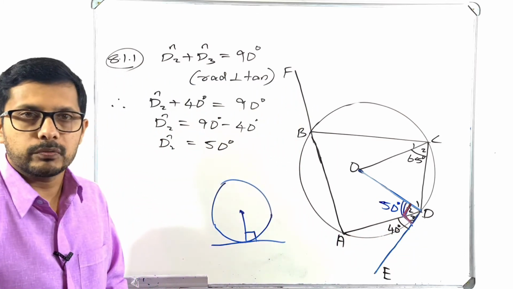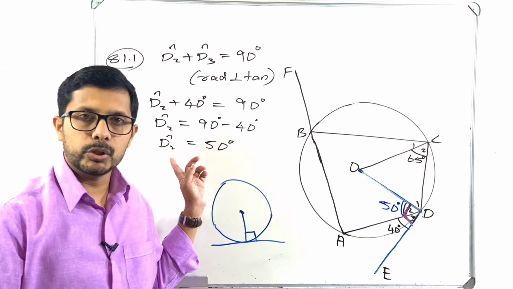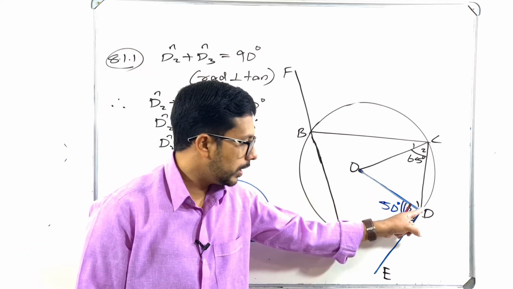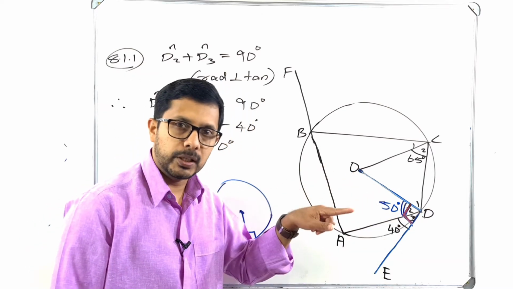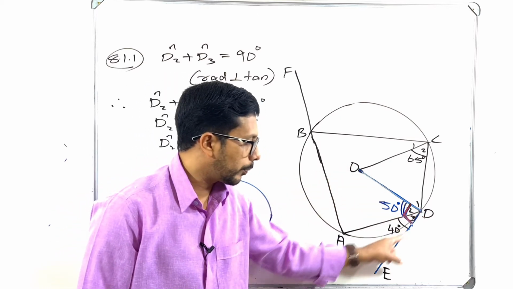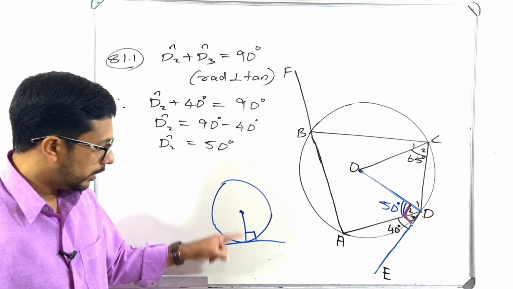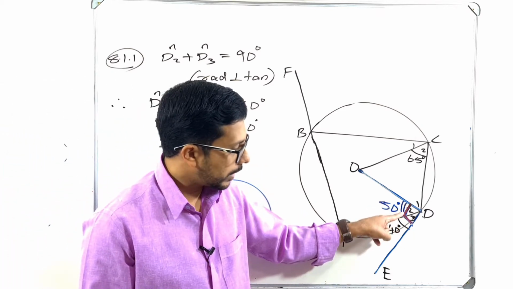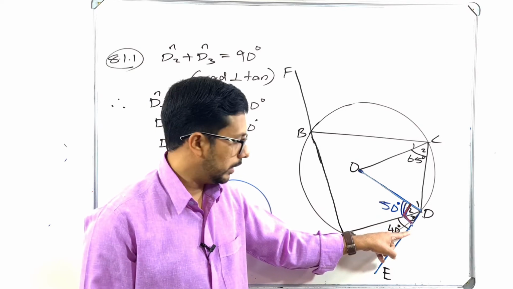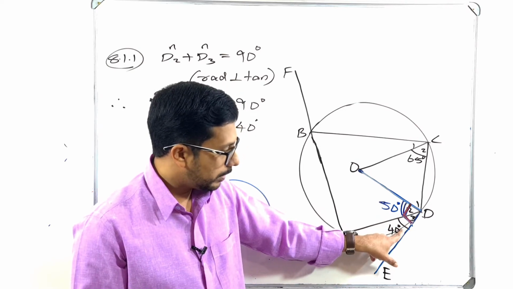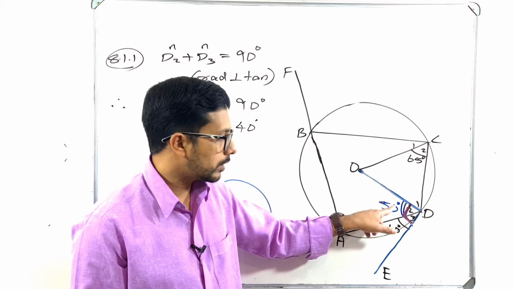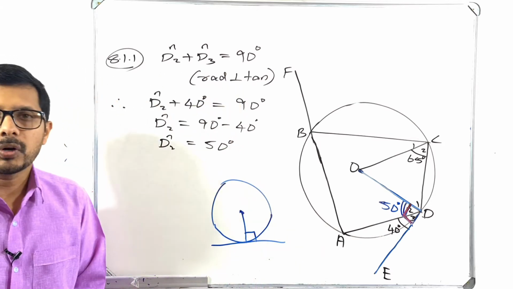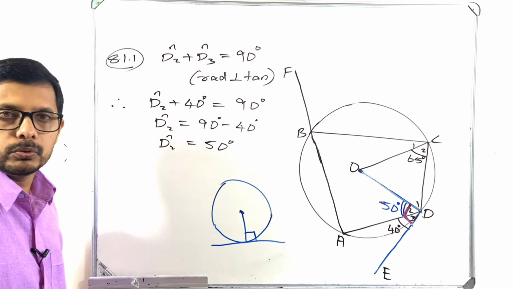Okay, so listen once more. What is the question? You have to find angle D2, this angle. So how can you find that? We know that this OD and this tangent are perpendicular. Radius is perpendicular to tangent. That is a theorem. This angle is 90 degrees. So D2 plus D3 is 90 degrees. D3 is 40 degrees, it is given. So what is the balance? 90 minus 40, that is 50 degrees. Okay, so that is question 8.1.1. Now let's move to 8.1.2.